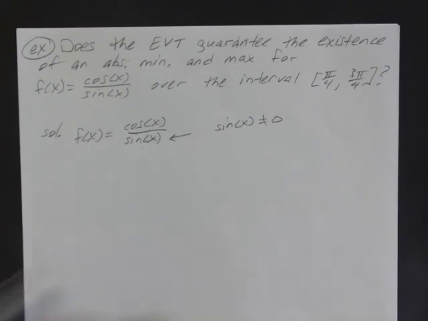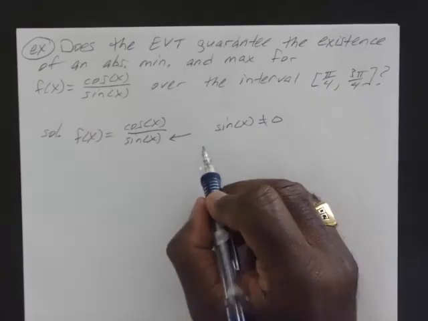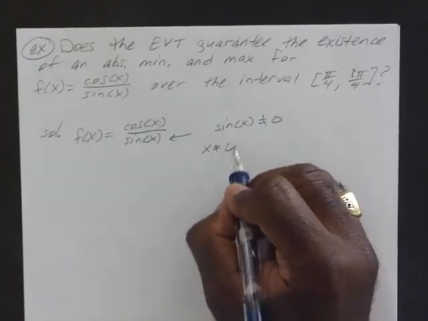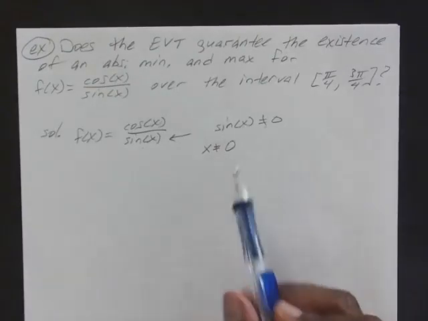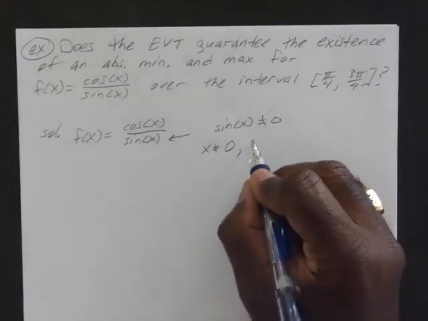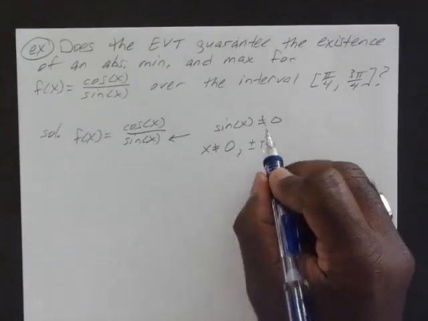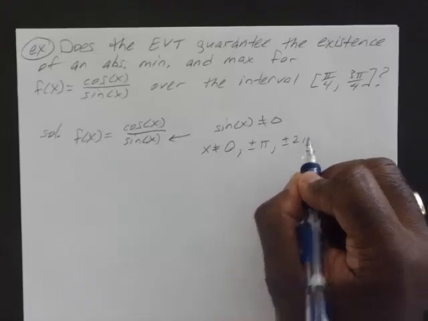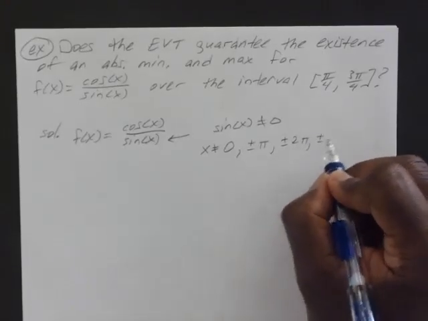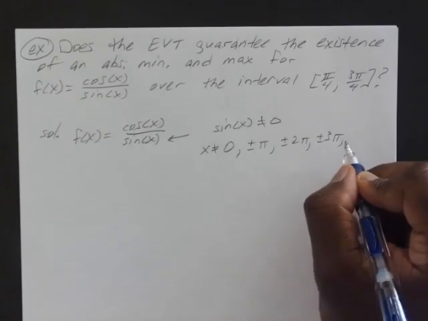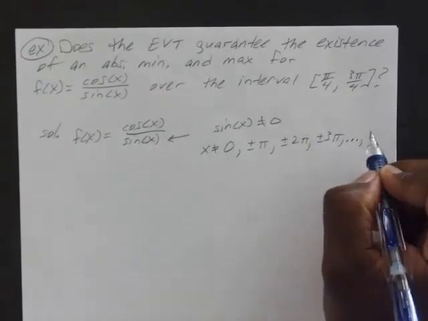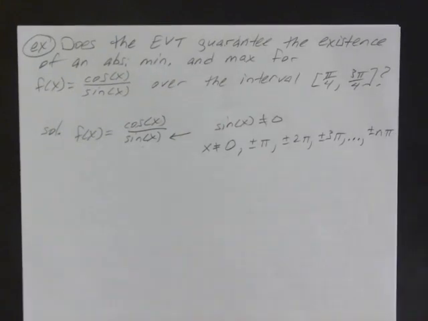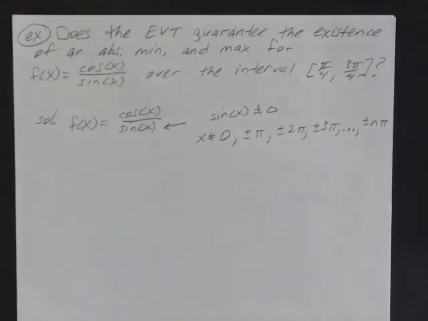Okay, so let's take a look at the values that will make sine of x equal 0. So that means not sine of x, but x can't equal 0 because sine of 0 is 0. It can't equal positive or negative pi because both of those would give you 0. Positive or negative 2 pi. Positive or negative 3 pi. Or any integer n times pi. All of those will give you a denominator of 0.